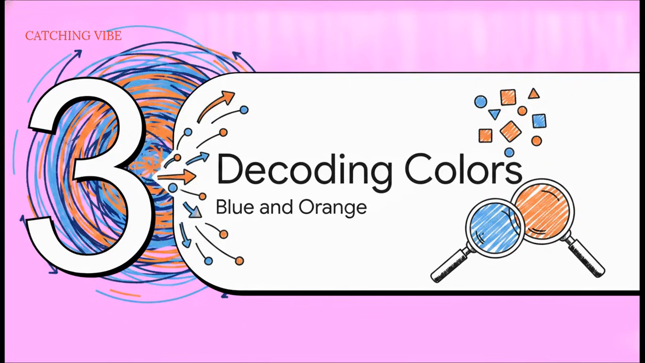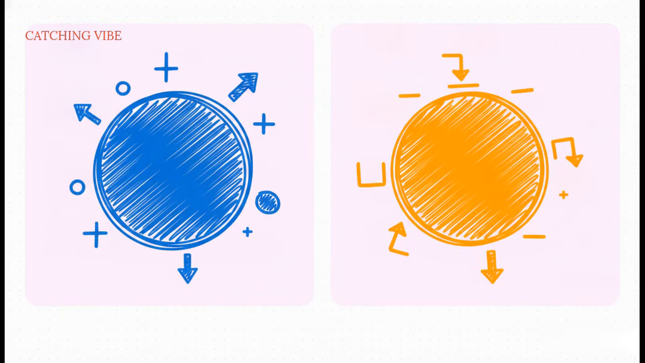All right, part 3, decoding blue and orange. Okay, so we've got the line thickness down, but to truly crack the visual code of this black box, we have to understand the distinct color scheme they use. The crucial thing here is understanding what these 2 colors actually represent. Blue represents positive values and positive weights. Orange, on the other hand, represents negative values and negative weights.